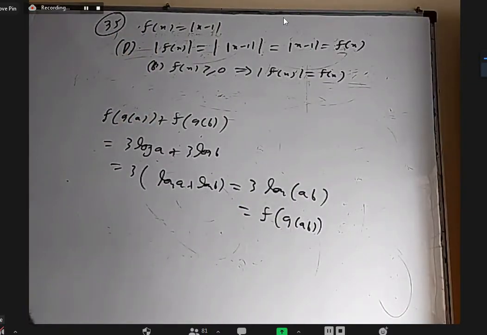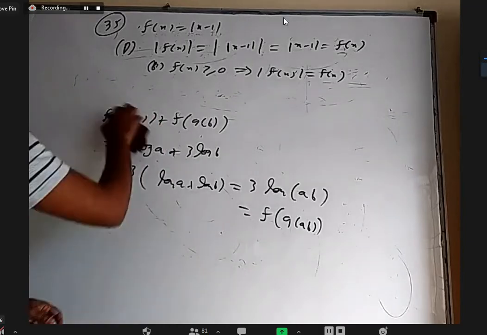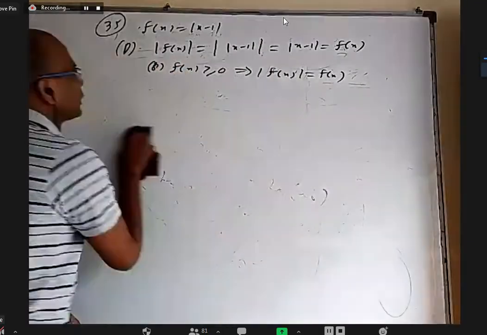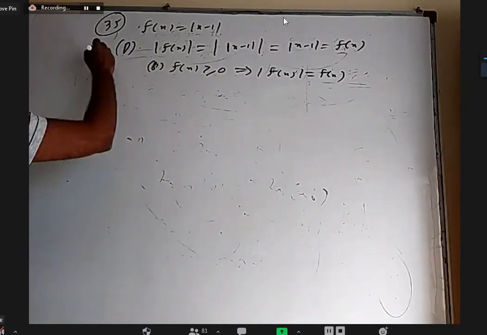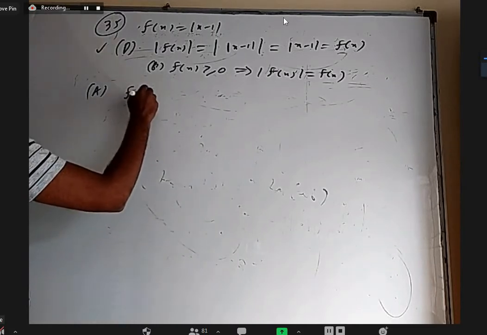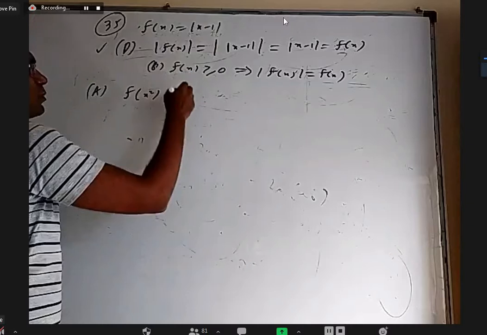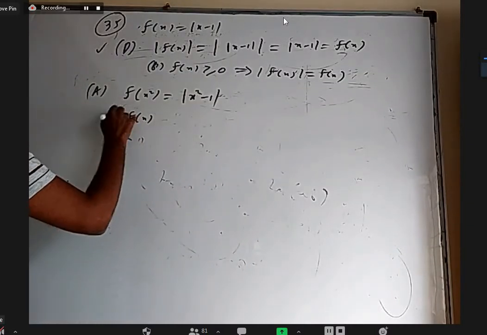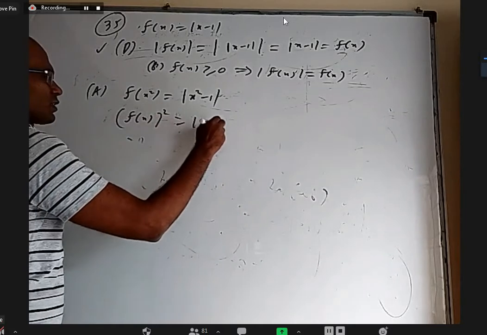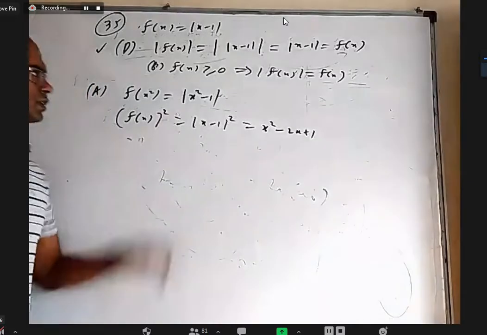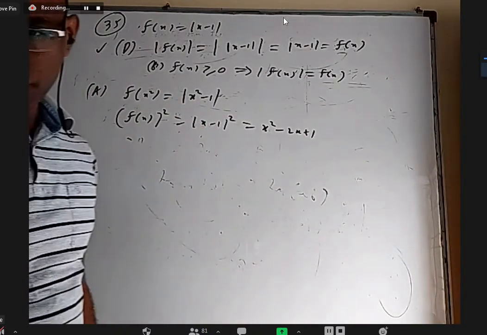Okay, other options are very simple. So option D is right. If somebody wants to know about option A, they're asking f of x square versus f of x whole square. F of x square means wherever x is there, I have to put x square. So that is x square minus 1. And f of x whole square means mod x minus 1 whole square, which is x square minus 2x plus 1. They're two different things, so they're not equal.